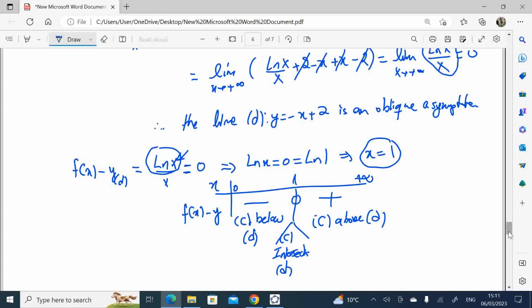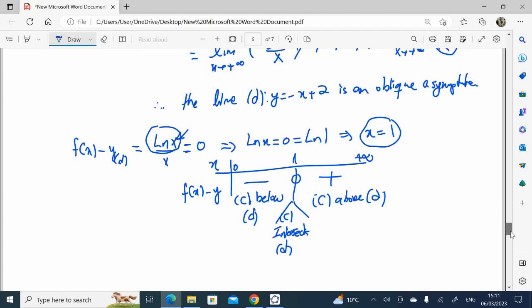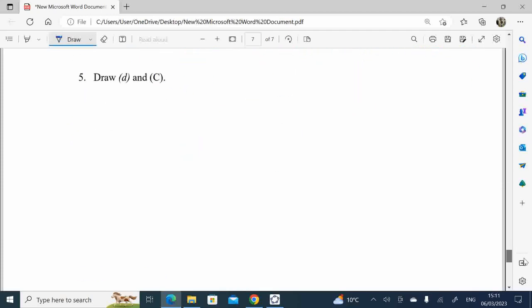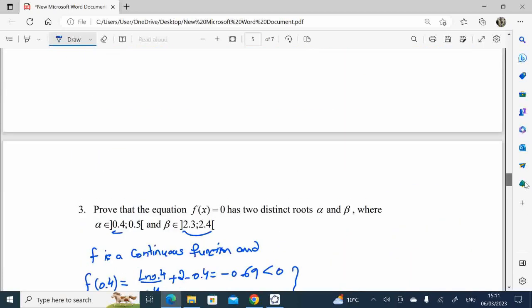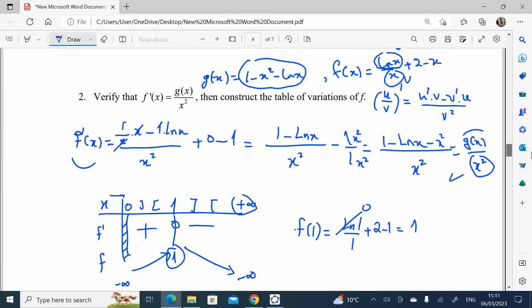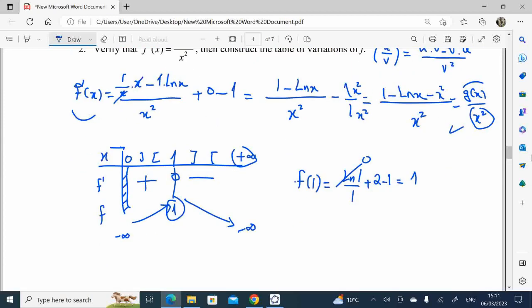Let's go now for the last part. In the last part we have to draw the graph of D and C. In order to draw the graph of D and C, we need the table of variation. Okay, so in the table of variation we have our curve starts from minus infinity of the vertical asymptote, right?